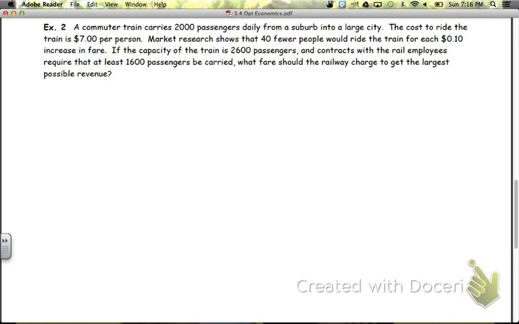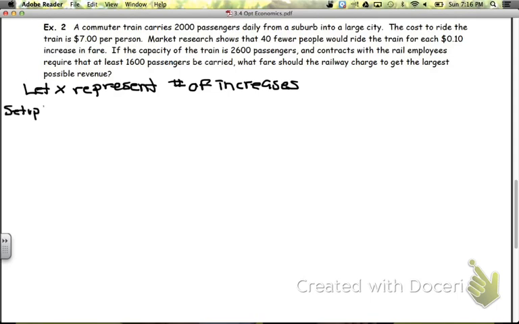So anytime we're working with a question that is dealing with revenue or cost, we need to have what x is. So let's start off by saying let x represent the number of increases. Now setting up our let statements is something that we started in grade 10 and should be very familiar with. So in our first part we need to do our setup here.